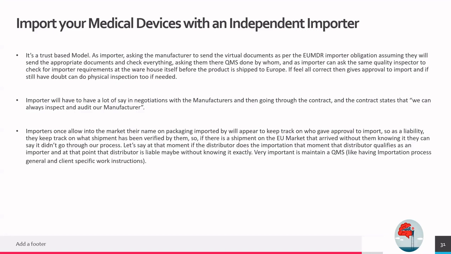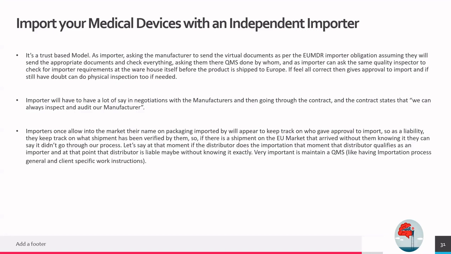So it's a trust-based model. The importer asks the manufacturer to send their virtual documents as per the MDR, and they check them. After that, they ask for the QMS, and then they ask the manufacturer's own quality inspector to check the importer's requirements on their behalf at the manufacturer's warehouse before the product is shipped to Europe. If it all feels correct, the importer gives approval to import. And if they still have doubts, they do a physical inspection.